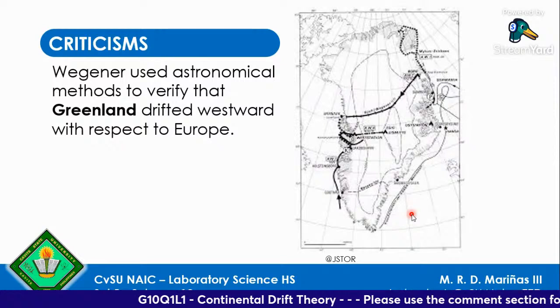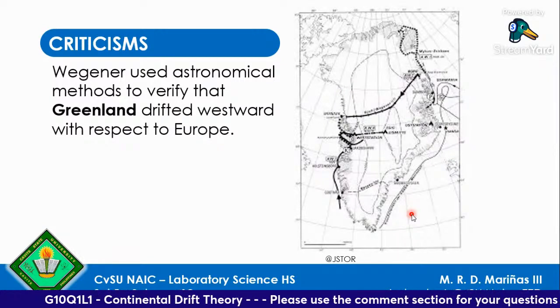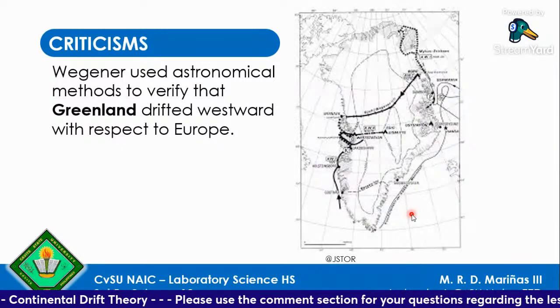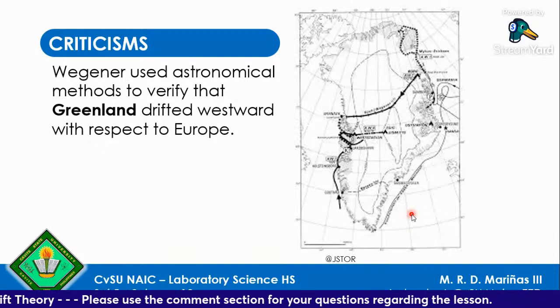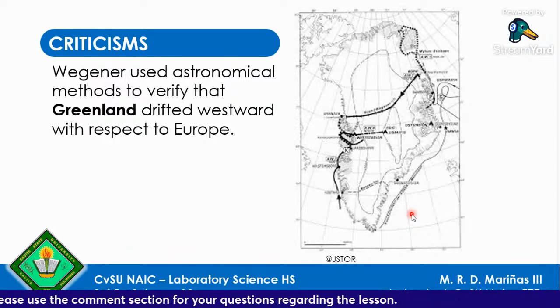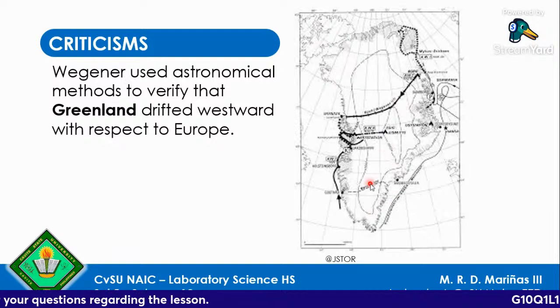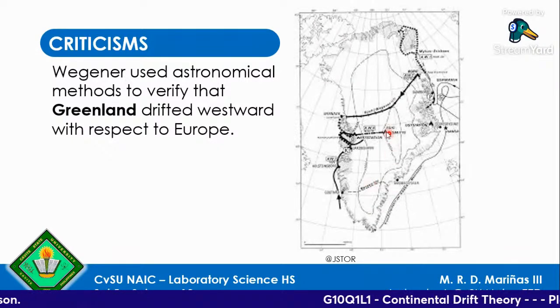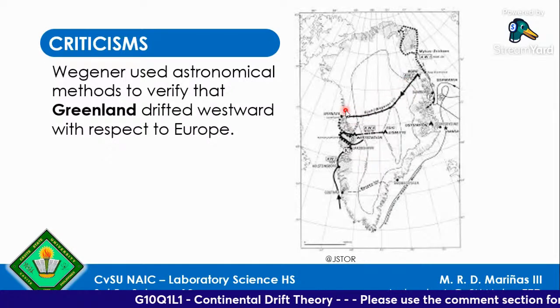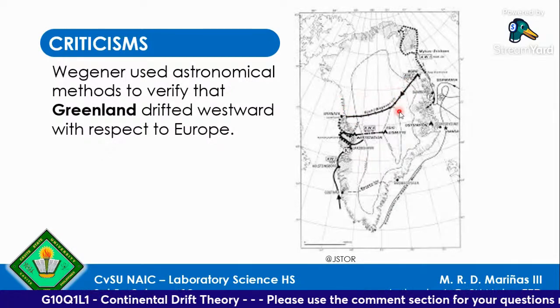And he also used astronomical methods. So sinasabi niya na Greenland, one of the largest islands in our planet, drifted westward with respect to Europe. Medyo blurred kasi yung nakita kong picture on this one. This one came from a research article. Ito yung pinapakita nito yung path ng pag-move ng Greenland using astronomical methods.